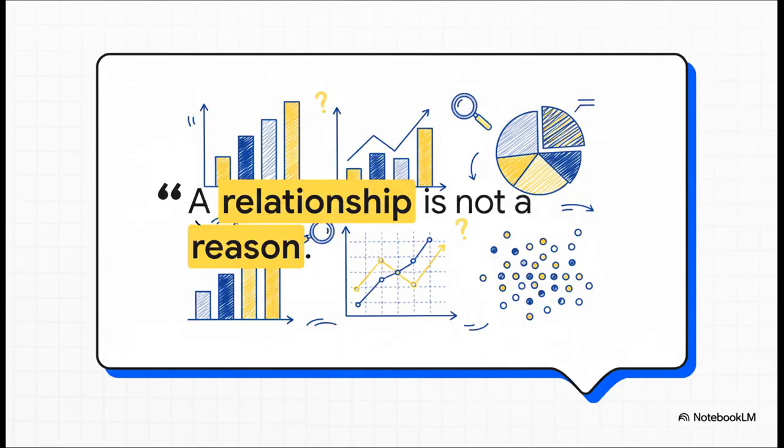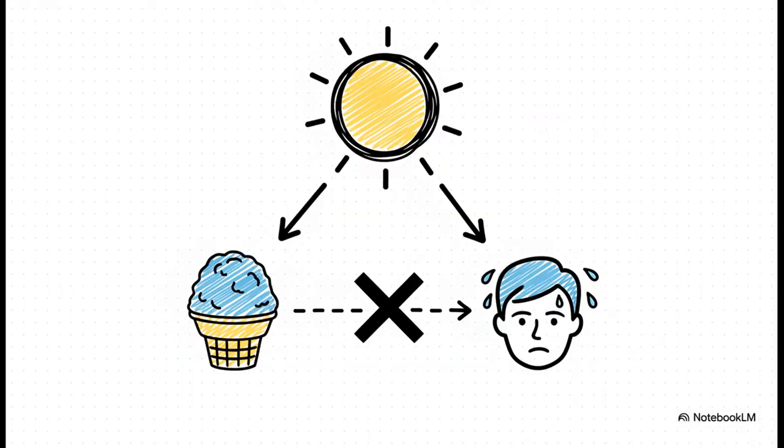But this brings us to what might be the single most important rule in all of data analysis. I mean it, this is a big one. Just because 2 things are related, it does not mean that one causes the other. A relationship is not a reason. This is a fantastic example.